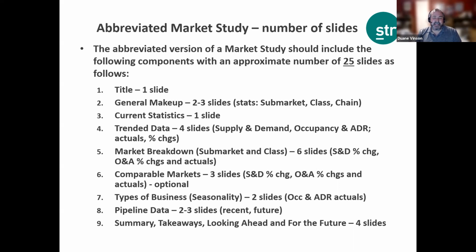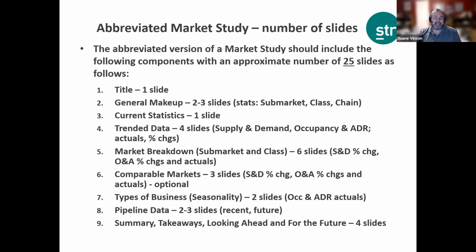The market breakdown, this would be 6 slides, 3 for the submarket and 3 by class. If you want to include 3 by scale as well, feel free to do that. If you don't want to, that's fine, but be sure it has these at least, submarket and class. So supply and demand, again, percent changes, occupancy and ADR percent changes, and the actuals for those as well.